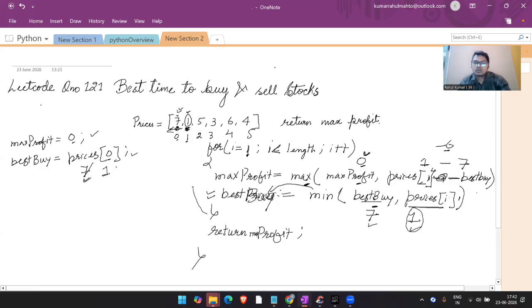Now again I will go back to the for loop. It will increment by 1, so it will become 2. Initially it started with 1, and after updating it becomes 2. Again it will check the condition: 2 is less than length? Yes, so it will come inside this loop. Now max profit is 0. And at index 2 we have prices of 5. Let me erase first. There will be so much confusion.